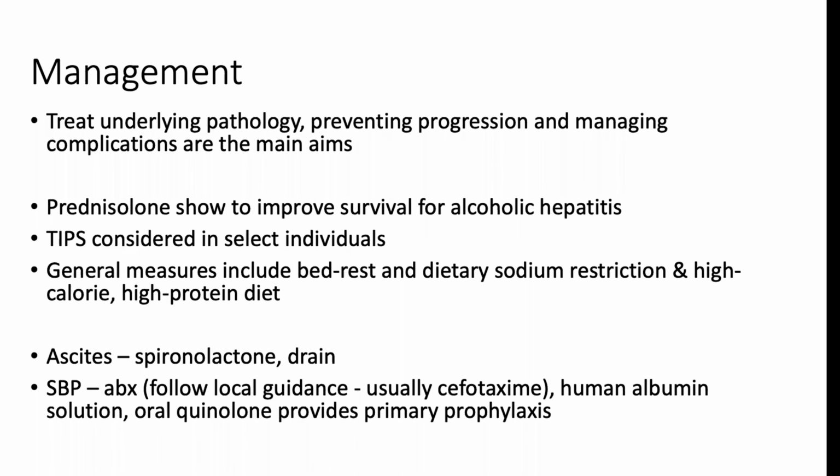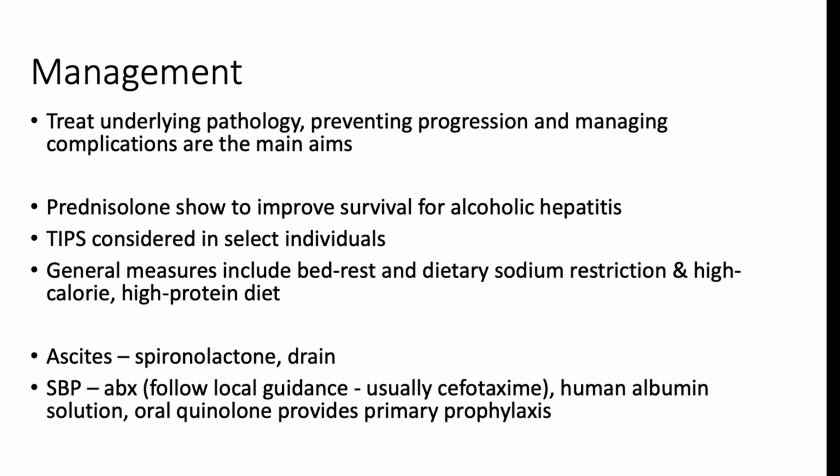General measures include things like bed rest, sodium restriction, high calorie, high protein diet. If they have ascites, you can drain it, but you need to replace the fluid as well, because typically you can drain off a lot of fluid if they have quite intense ascites. And spironolactone is an effective diuretic and is the diuretic of choice in ascites.